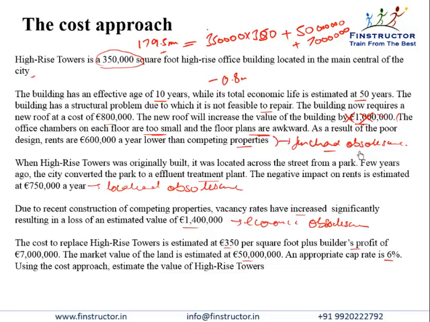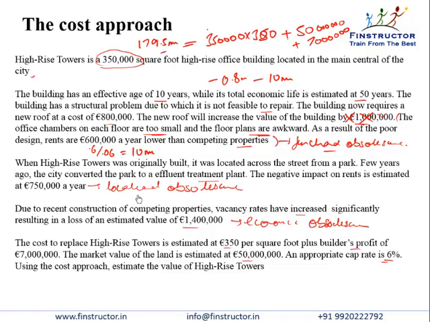We saw functional obsolescence, that is the floor plans or each floor is too small. So because of the design, the rents are 0.6 million a year lower than competing properties. The cap rate is given to be 6%. So we can compute the value of this functional obsolescence. That will be 0.6 million divided by 0.06, which will come out to be 10 million euros. So there will be a functional obsolescence of another 10 million euros that has to be deducted from this 179.5.